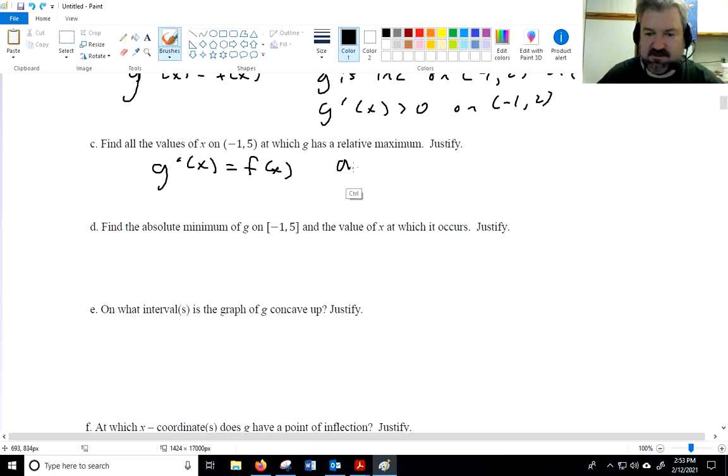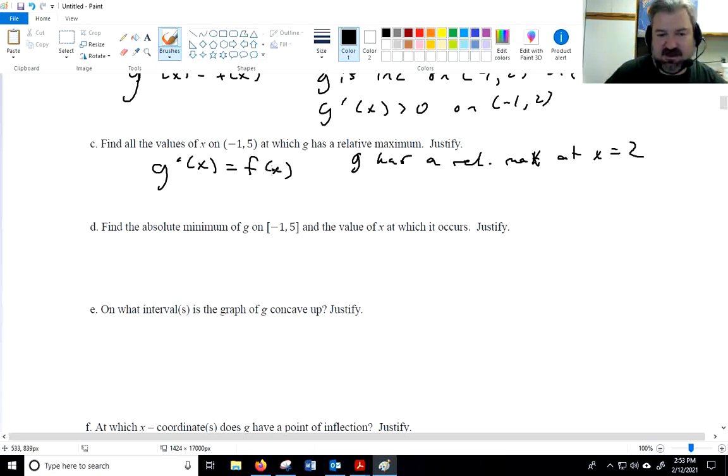Actually, let me say this differently. G has a relative max at x equals 2. Now, they just asked for the x values, but note we could have found the y value as well, since we actually already found the y value, being, I think it was negative 1 plus pi. But G has a relative max at x equals 2 because G prime of x changes from positive to negative there.